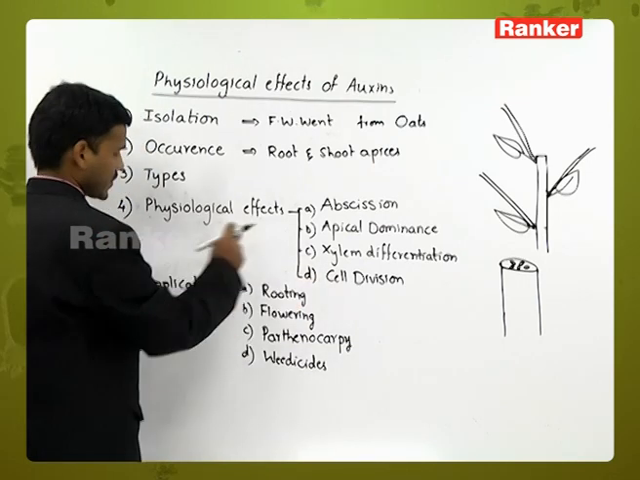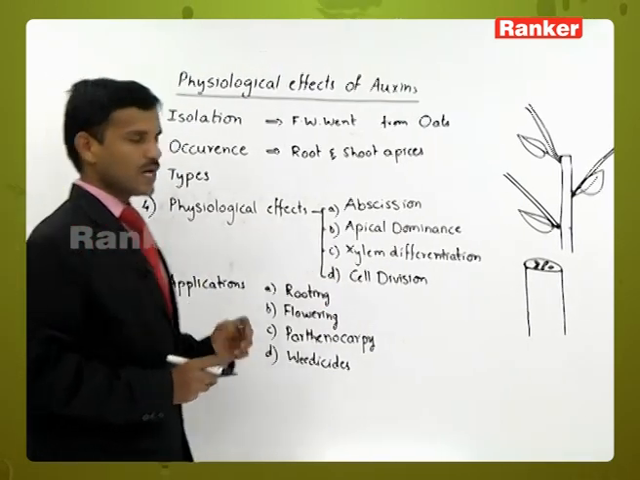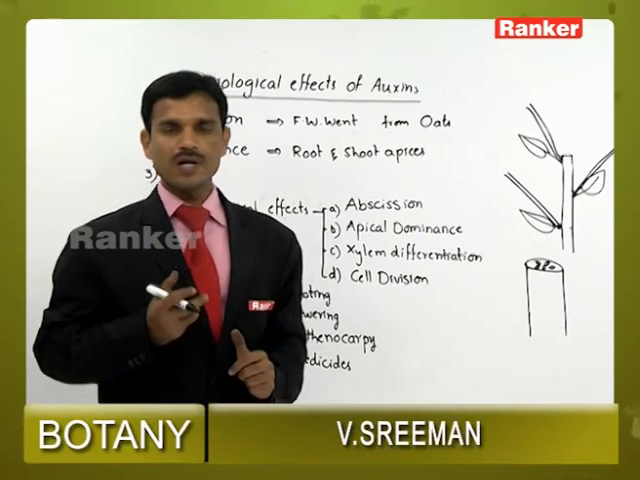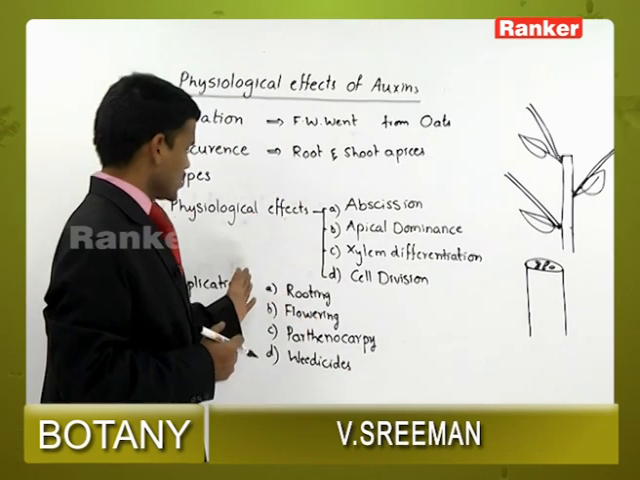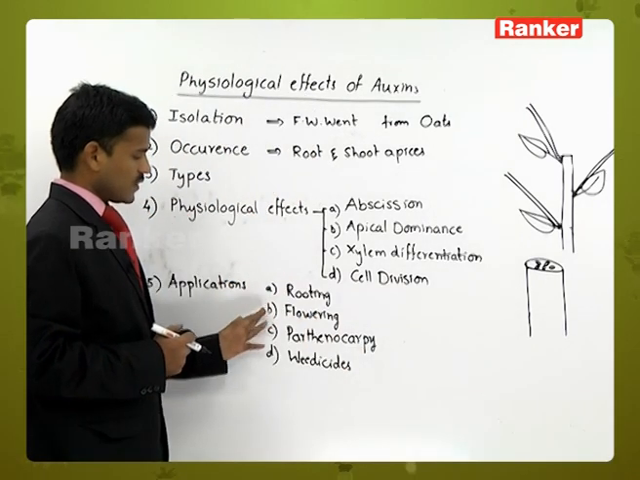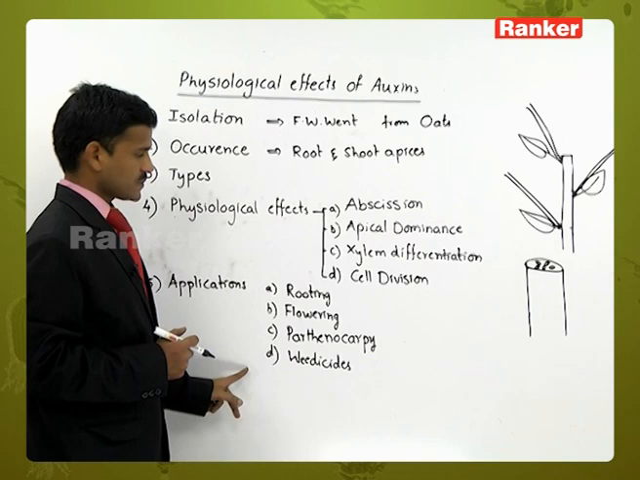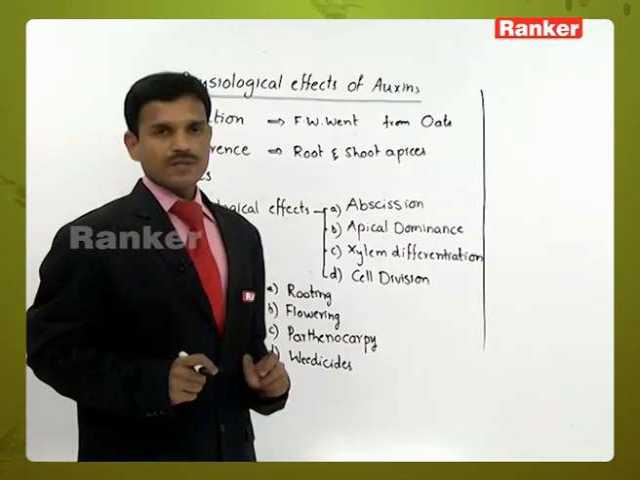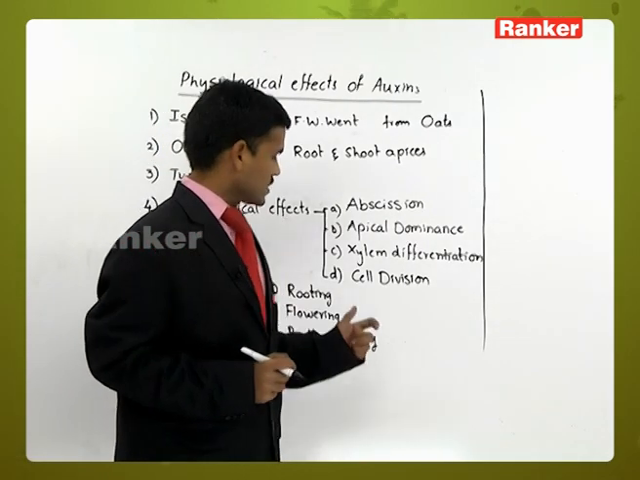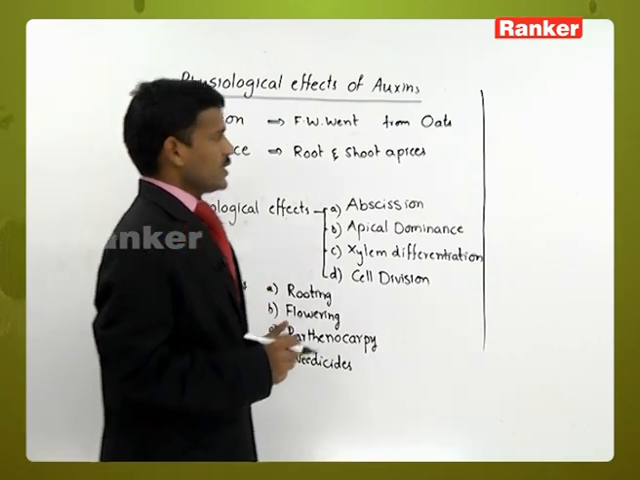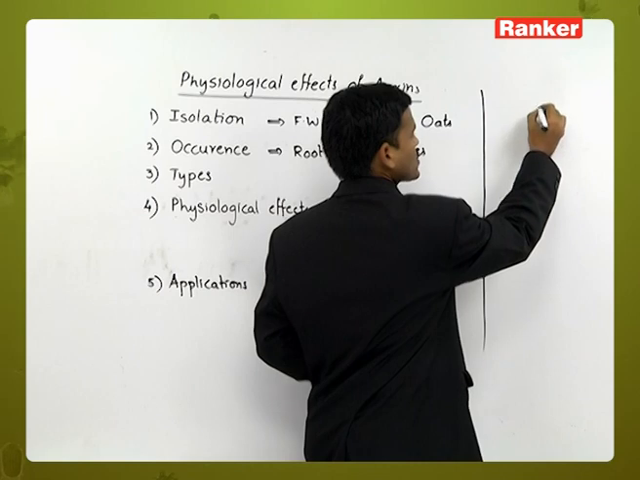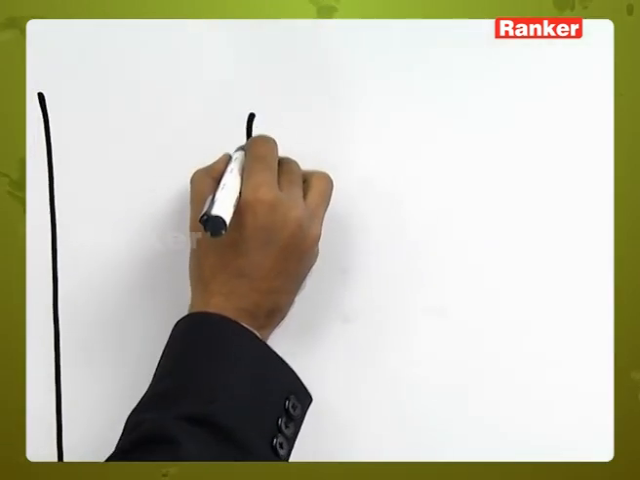Next, applications: how they are useful to human beings, farmers, in gardening or in horticulture. Here: rooting, flowering, parthenocarpy, weedicides. Applications of auxins. First of all, rooting. Rooting means the formation of roots. Here, stem cuttings.